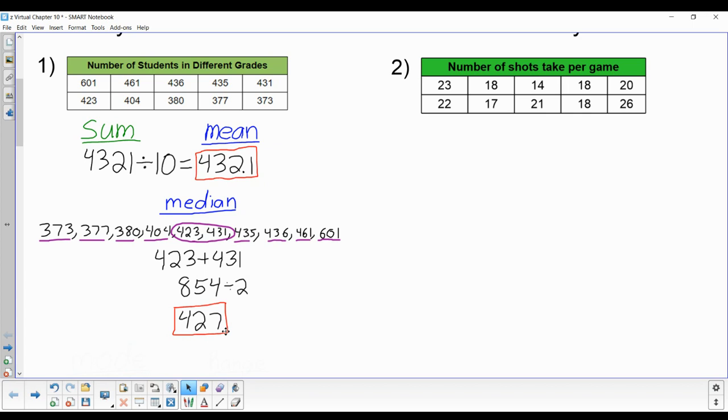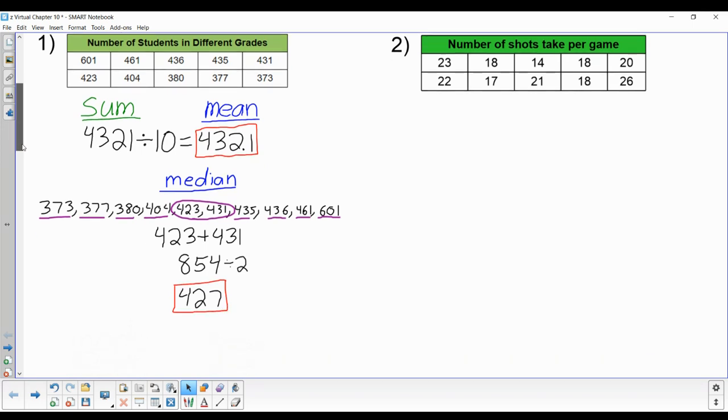If there's an odd number of pieces of data, then the one in the middle will be your median. It will be part of the data. When you have two numbers in the middle, then your median may not be one of the actual pieces of data that you were given. It could be the average or the mean of the two that are in the middle together.